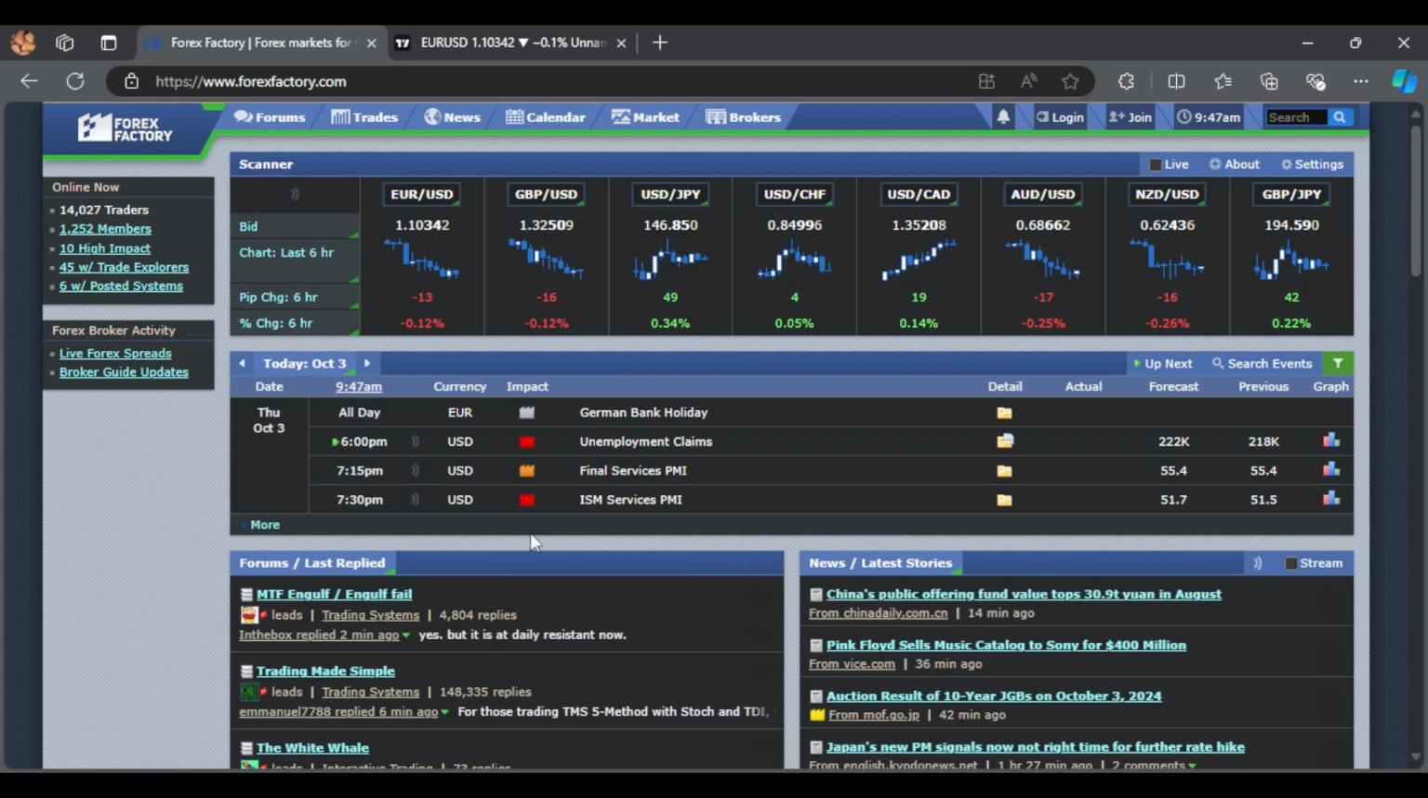First of all, we are having a German bank holiday, so most likely the London session kill zone can be a little slower. Apart from that, we are having a couple of high impact news into the market at 6 p.m. and 7:30 p.m., so be cautious at 6 p.m. and 7:30 p.m. Indian Standard Time. Now let's move to the charts.